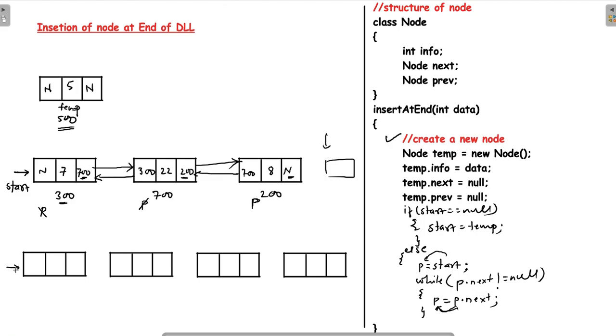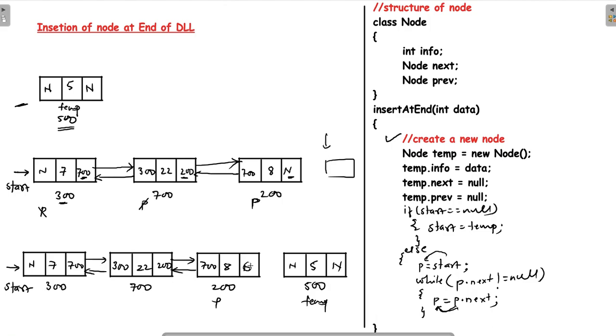So if you add that, how will your list look? I'll just draw the previous list as it is. So it will be 300, it is 22, it is 200, this is 708, this is 300, this is 700, this is 200, and this is your temporary whose address is 500. Temporary has data 5, the previous field is null, next field is null. I have written this node here, and this is the end which is pointed by P now, and this is your starting point.